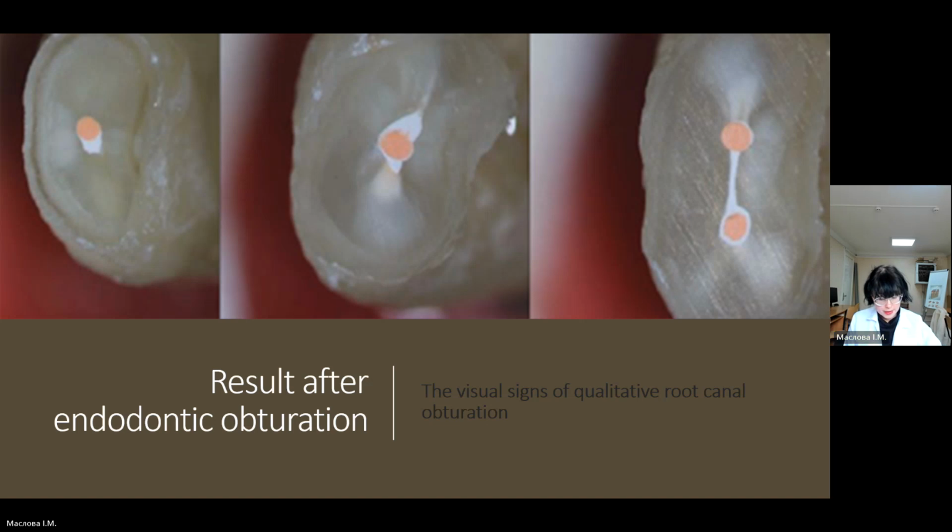And what about control radiograph? What about the necessity? Some words about the necessity of the control radiograph after obturation and importance of radiography in endodontics.